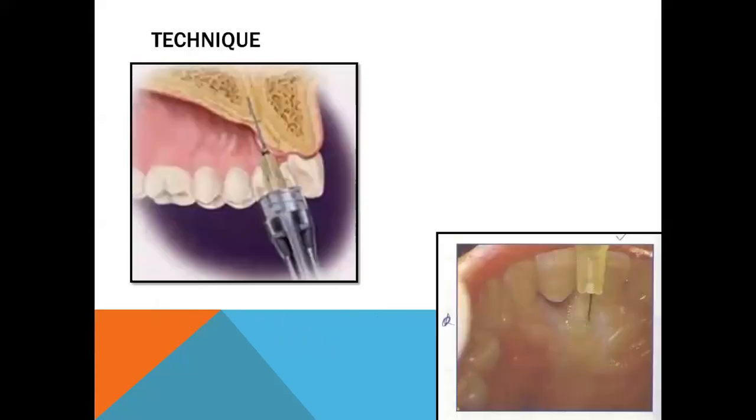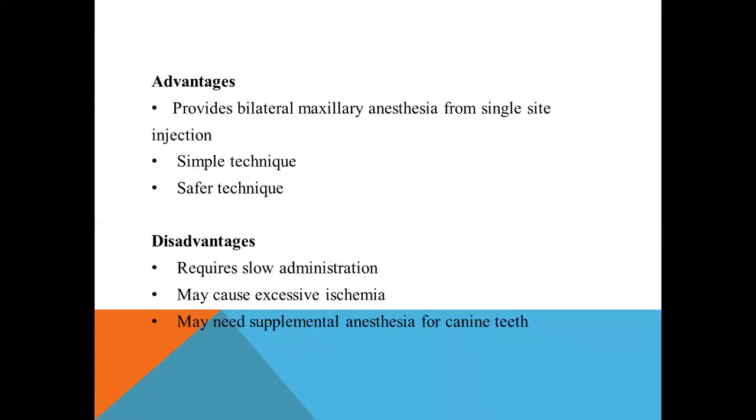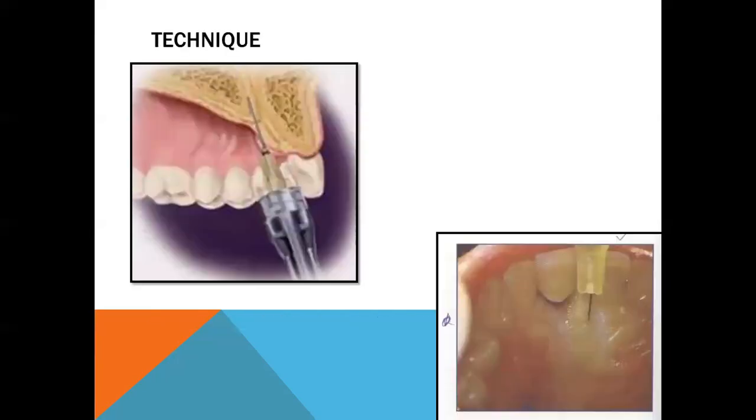Advantages are the same as those of the other technique: it provides bilateral maxillary anesthesia from a single site, and is a simple and safer technique. Disadvantages: slow administration, excess ischemia, and it may need supplemental anesthesia for the canine teeth. So this picture shows the region where you are going to anesthetize the ASA.